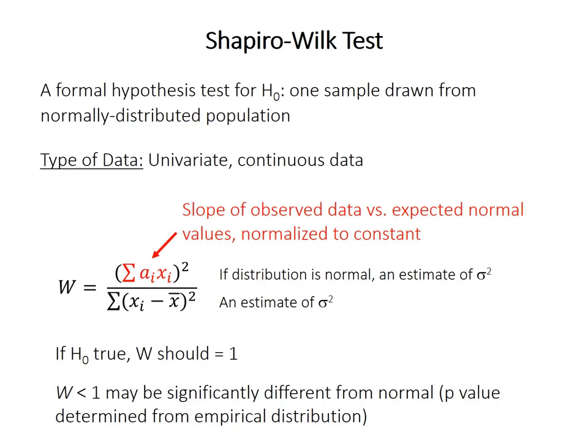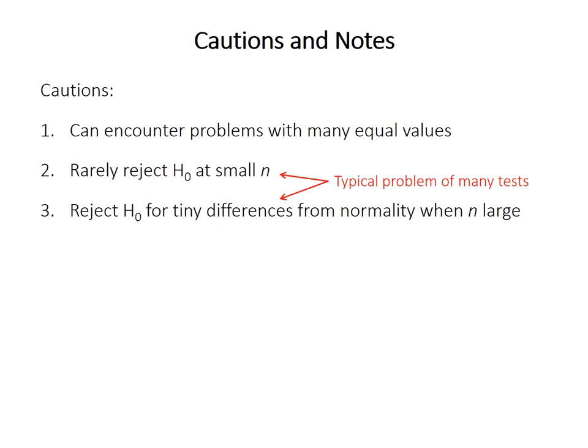So the p-value is the probability of finding a W statistic at least as small as observed if the null hypothesis is true. Shapiro and Wilk, when they came up with the test, actually calculated the p-values empirically by simulating a whole bunch of normal distributions. A couple of cautions. First, the test can run into problems if your data contain many equal values.